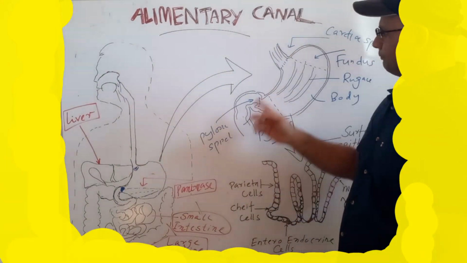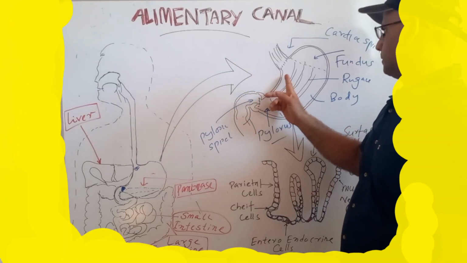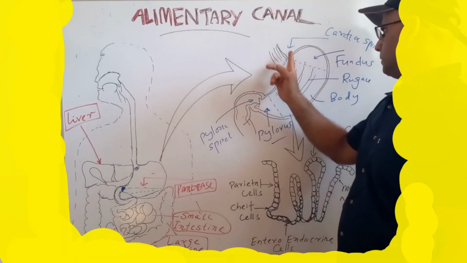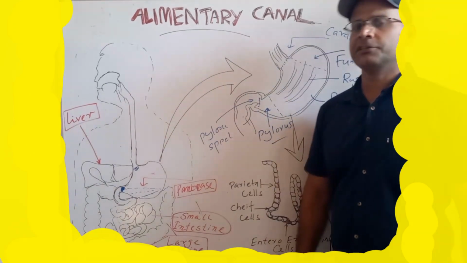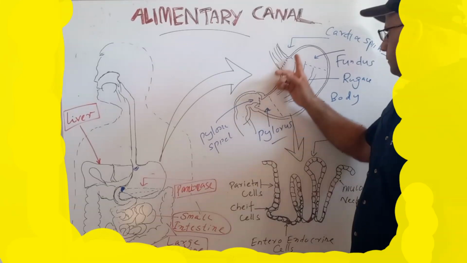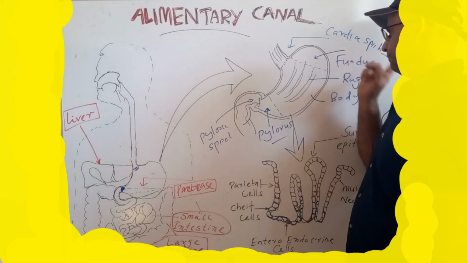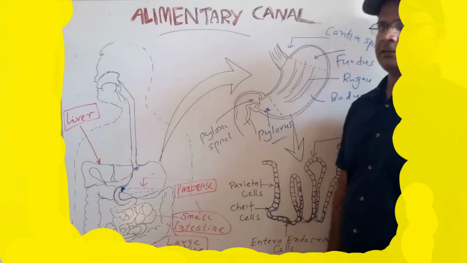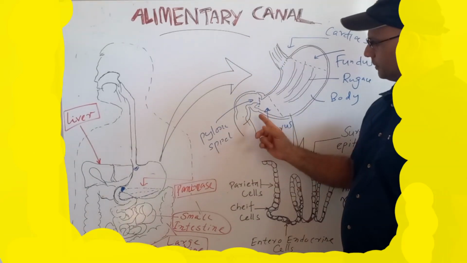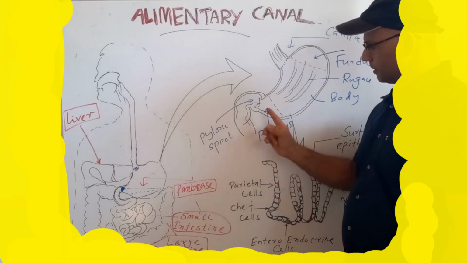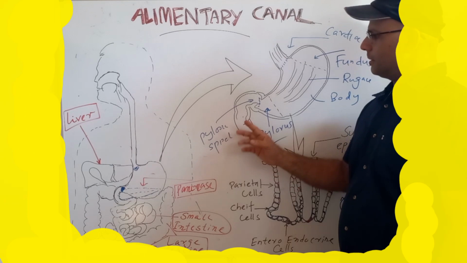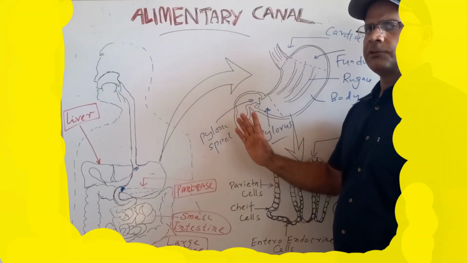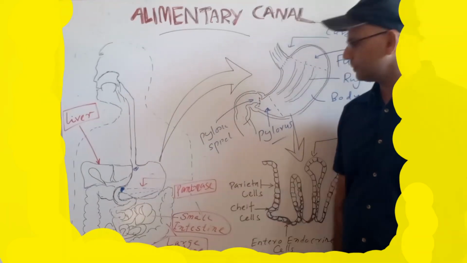And the esophagus connects in the upper side of the stomach. There's a sphincter we call cardiac sphincter. This is a functional sphincter, not an anatomical sphincter. And the lower part that connects to the duodenum, there's a sphincter. This we call the pyloric sphincter. This is an anatomical sphincter, consists of circular smooth muscles.